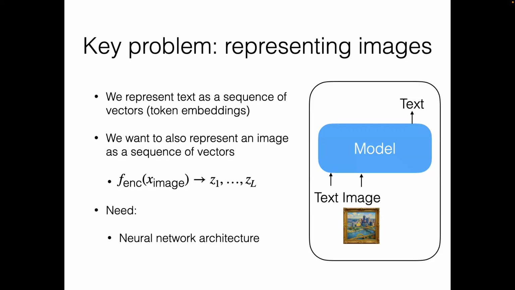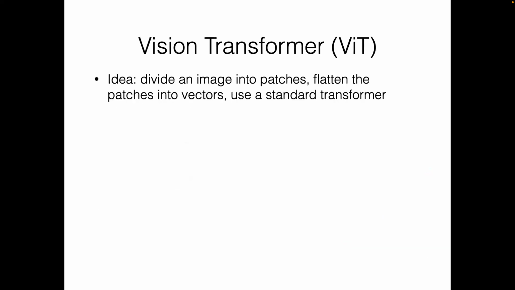So in order to do this, we need two things. We need some neural network architecture, and then we need some algorithm for training the neural network so that it actually produces good representations. So for the architecture, we'll talk about this one, which is called Vision Transformer. And the high-level idea is we want to use the same transformer architecture that we've been using for text, but just use it for images.